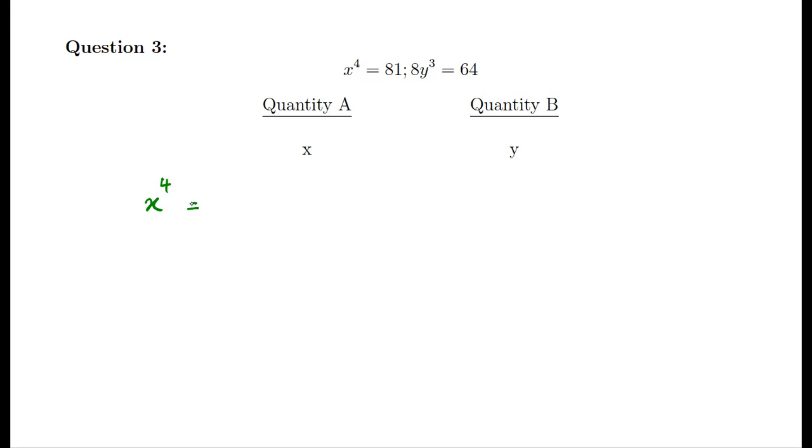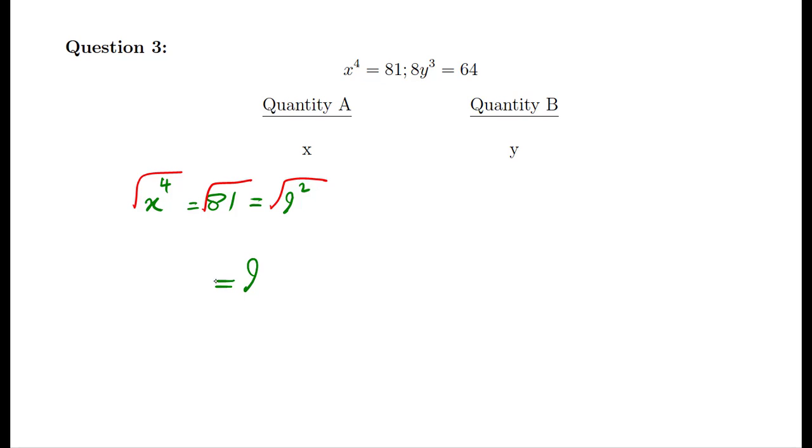X to the 4 is 81. But all of you should know that 81 is 9 to the 2. And in here, you can take the square root of both sides and divide the powers by 2. So I mean something like this: square root of this, square root of this. I said before that the square root and the power 2 can cancel each other.